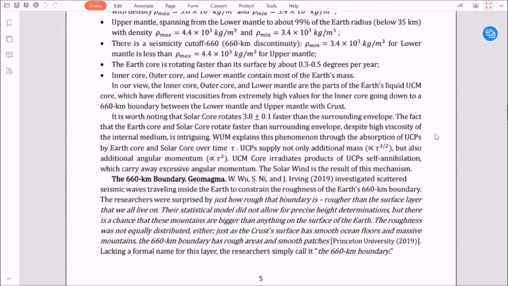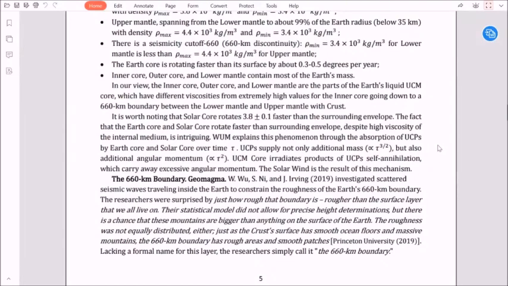It is worth noting that the solar core rotates 3.8 times faster than the surrounding envelope. The fact that the Earth's core and solar core rotate faster than the surrounding envelope, despite the high viscosity of the internal medium, is intriguing. Vurm explained this phenomenon through the absorption of UC particles by the Earth's core and solar core over time tau. UC particles supply not only additional mass proportional to tau to the power 1.5, but also additional angular momentum proportional to tau squared. The UC matter core irradiates products of UC particle self-annihilation, which carry away excessive angular momentum. The solar wind is the result of this mechanism.